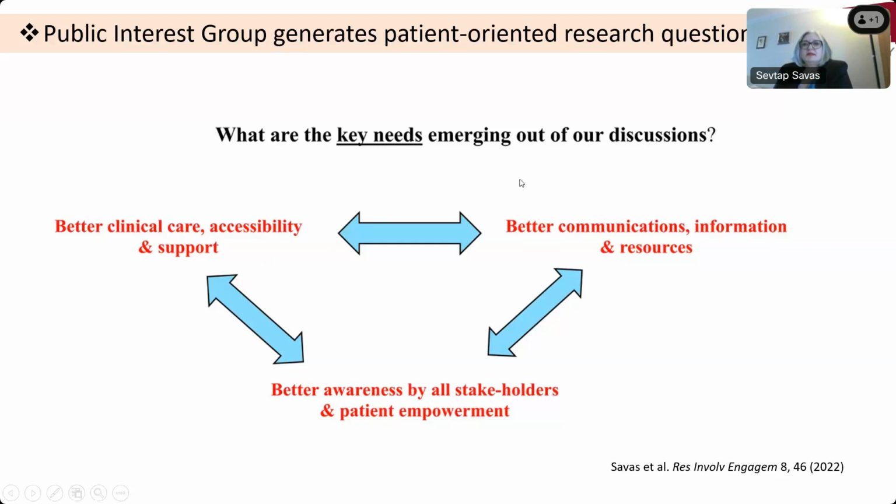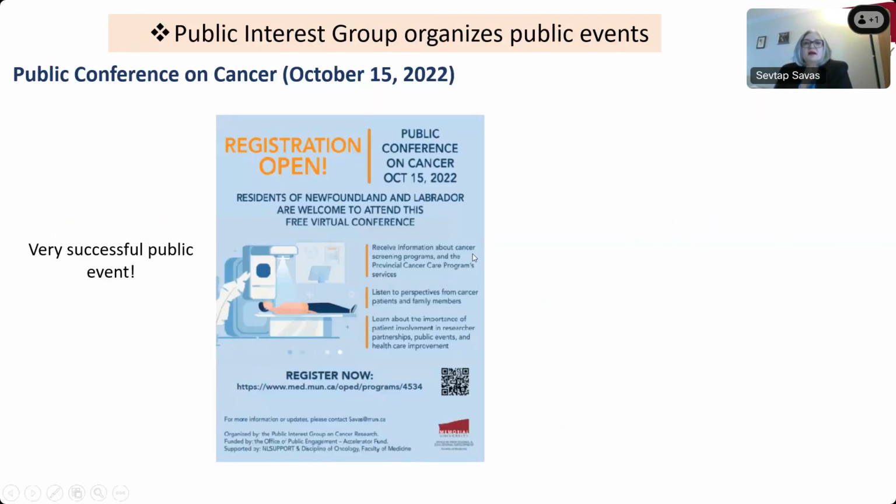So after this work, we said that, okay, we can actually start doing something about these information needs. We said that we can start a conversation, and we applied for funding when we organized a very successful virtual public conference on cancer last year. That was very successful. We had around 175 registrants. We focused on 3 different topics: from services, screening, to support services offered by the provincial cancer care program; the importance of partnering with patients and families, from policy change to health research and healthcare; and of course the perspectives of cancer patients and families.